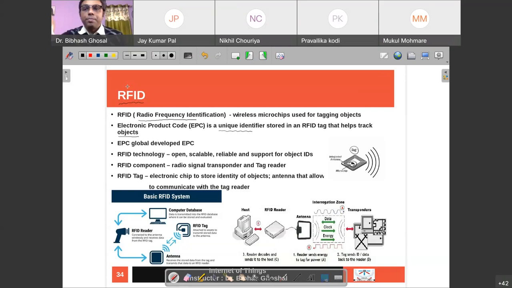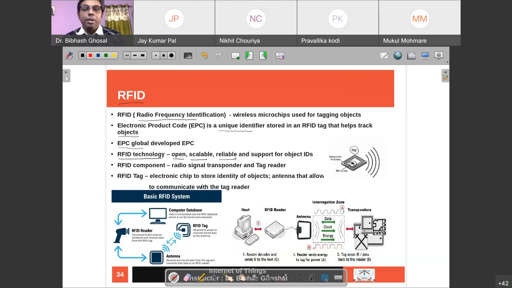So you have a chip programmed with a particular number, some information, some data, and this is transferred via an antenna to a reader. The company that devised this is EPC Global, and they are the ones who provide the standards for this. One key reason why RFID has been popular is because it's open. You can use it, there's no restriction on usage. You can use as many RFID tags as possible, so there's no problem.